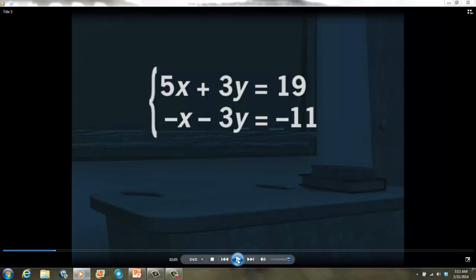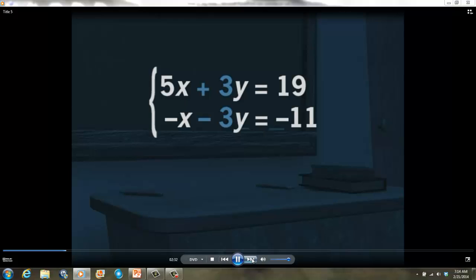This example is not included in your guided notes, but please follow along as they do an excellent example of showing how elimination works. We have 5x plus 3y is equal to 19, and the opposite of x minus 3y is equal to negative 11. What do you notice about the coefficients of the y terms? The coefficients of the y's are opposites. That's right, Ferd.